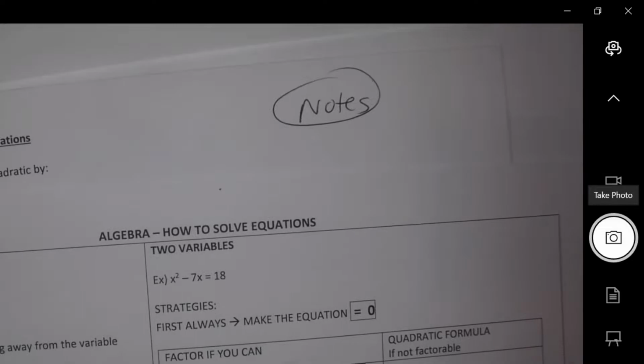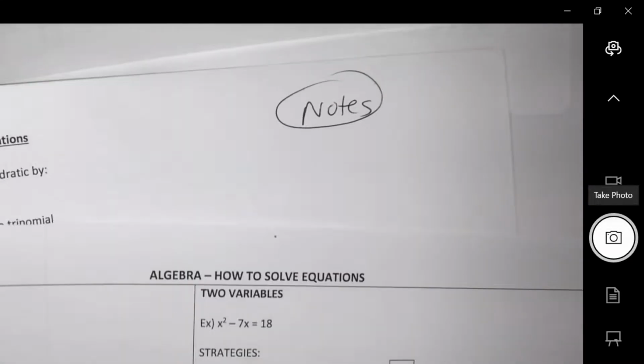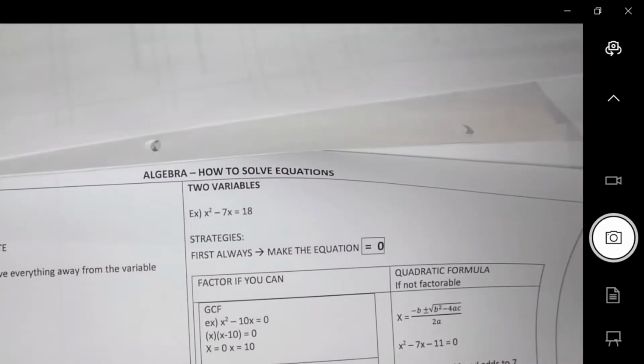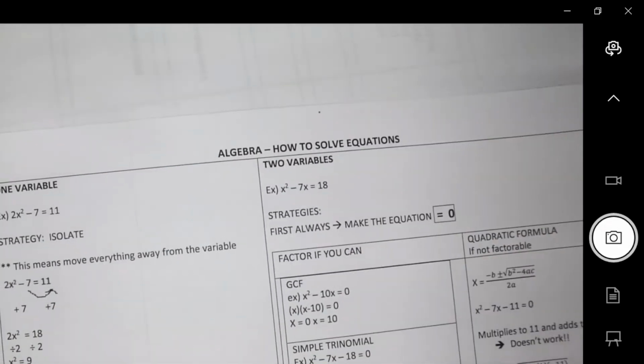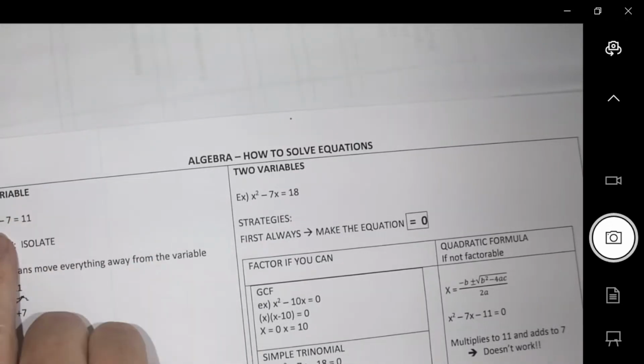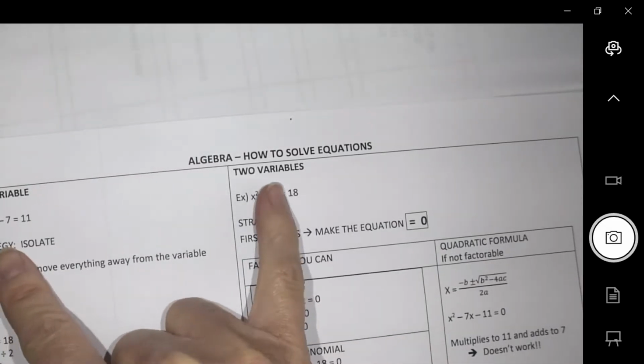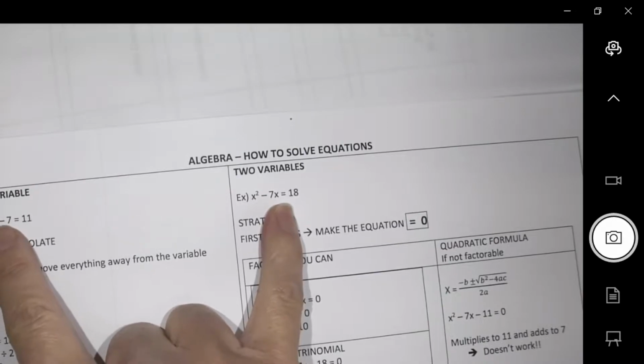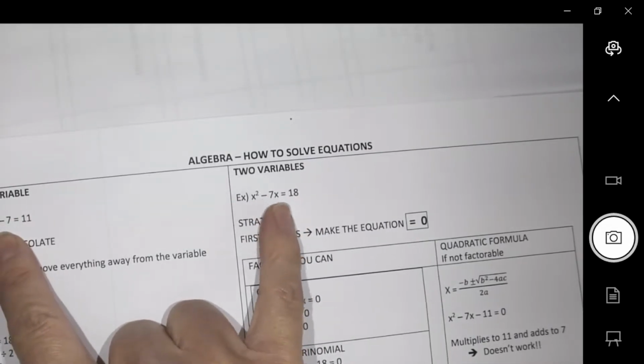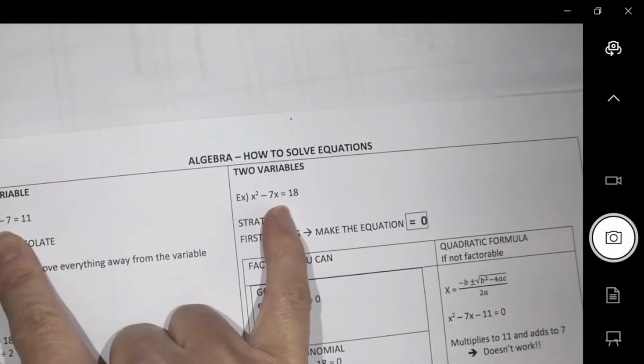Okay, so this paper that I gave you shows you the strategies for how to solve equations. There are two branches on here. You are either going to see equations that have just one variable type in them or two variable types. Do you see the difference between these? This has an x squared, and that's the only type of variable you see. This has an x squared and an x. So that is two different things.